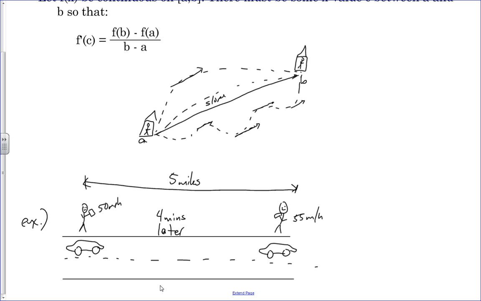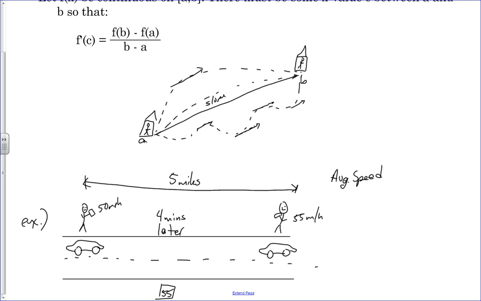Can we prove that he exceeded the speed limit of 55 miles an hour? If the speed limit's 55, this cop radared him doing 55, he's not speeding. 4 minutes later, this cop radared him doing 50, so he's still not speeding. But can we prove that he was speeding somewhere in the middle? Yes, we can, because we can use average speed.